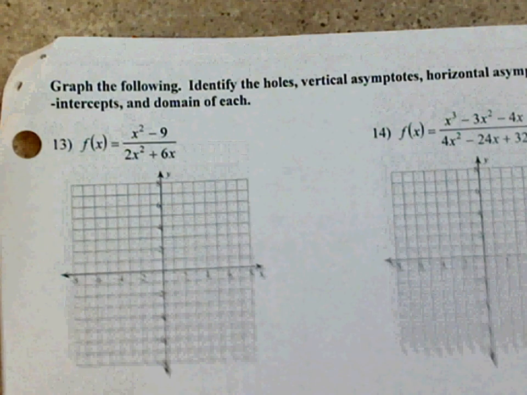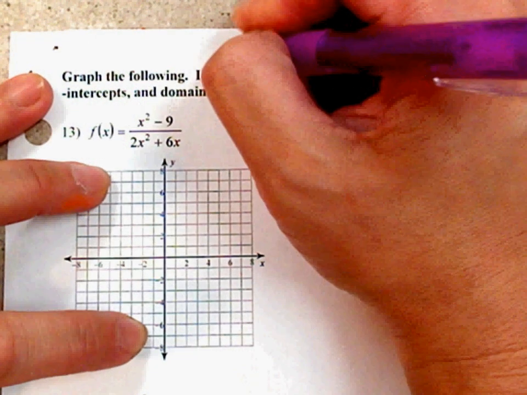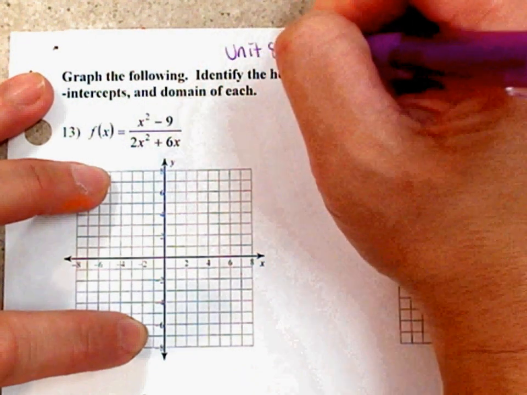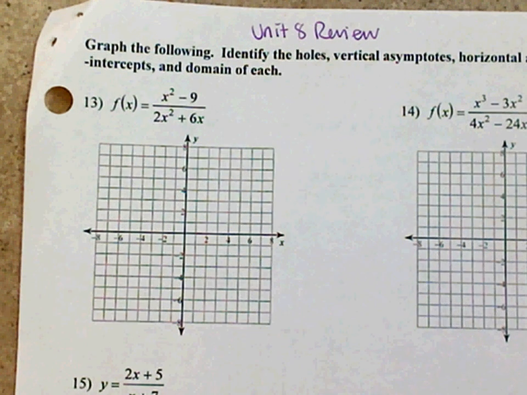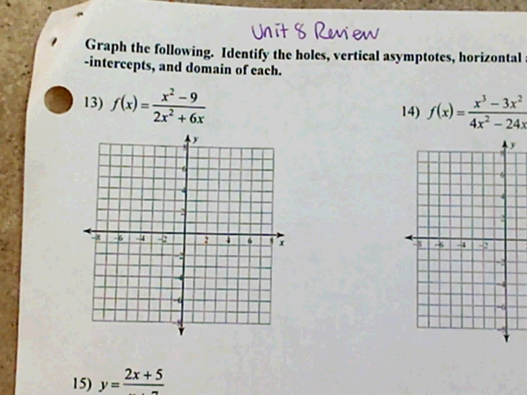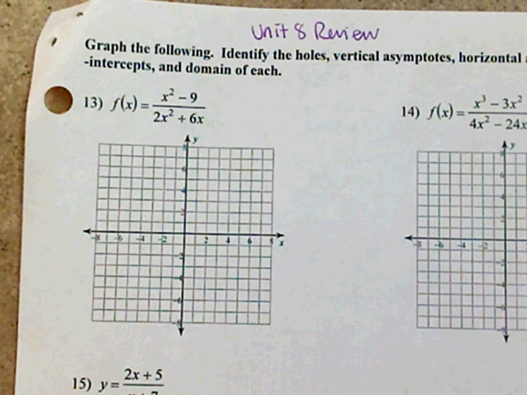Alright guys, welcome back. This is Unit 8, review, page 3. Okay, so here we're going to identify all the following. There should be 6 when you get done, and also a graph, okay? And you can do it in any particular order, but this is the order I like to do it.